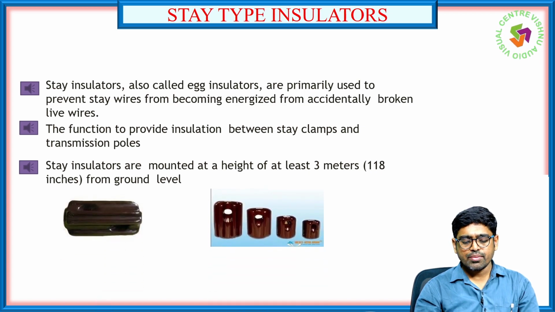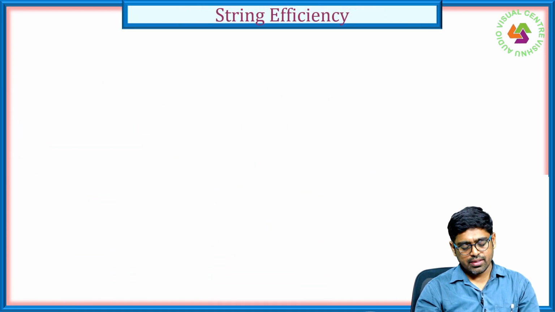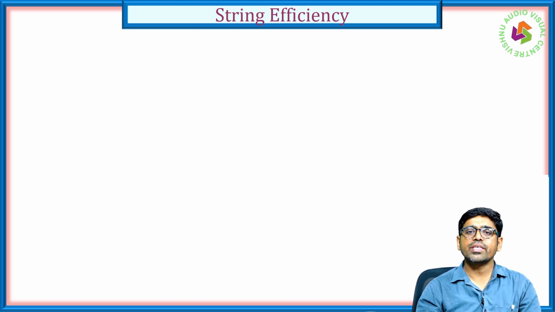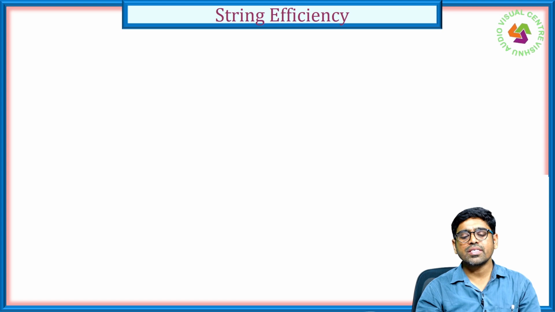That clearance is required from that point of view. So these are the arrangements for the strain insulator. Another terminology we have is called string efficiency. So what is meant by string efficiency?